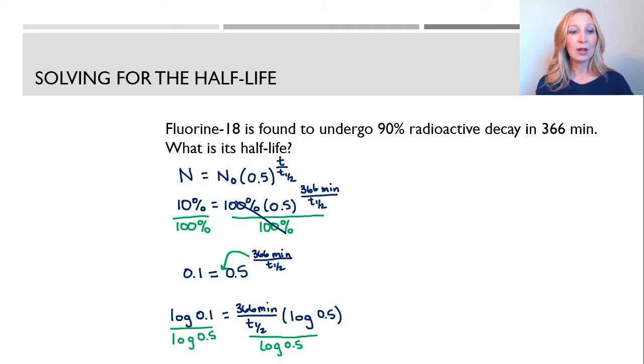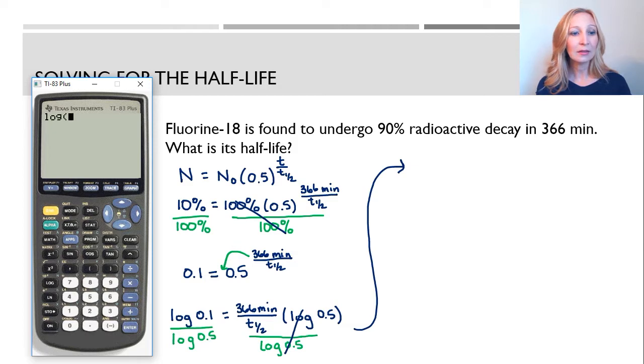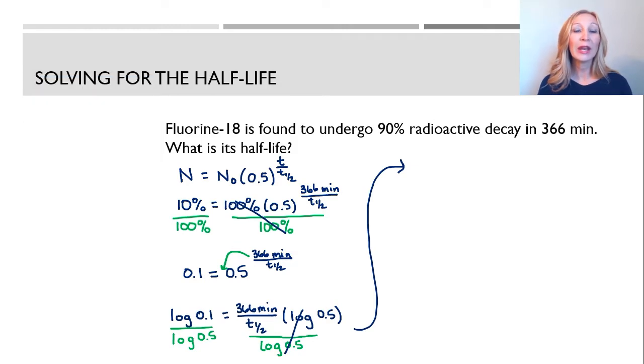And I can do a really easy math problem on the left-hand side. As long as you have a calculator, this math is super easy to do. You just type in log 0.1 over log 0.5. And when I hit equal here, I get 3.3219. I'm just going to round that to 3.322 for the time being.